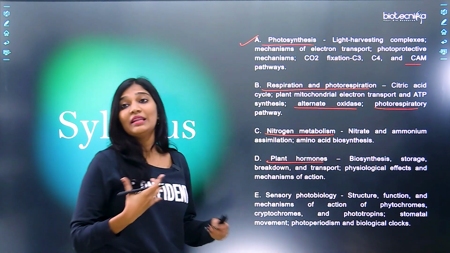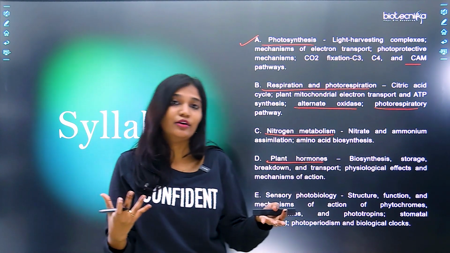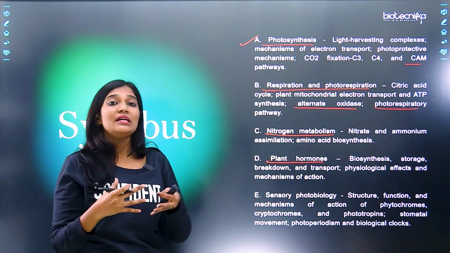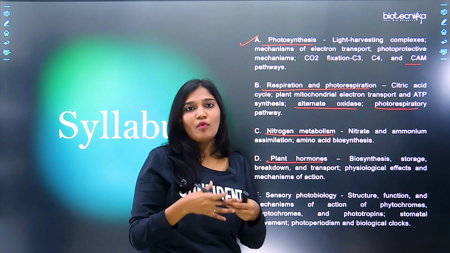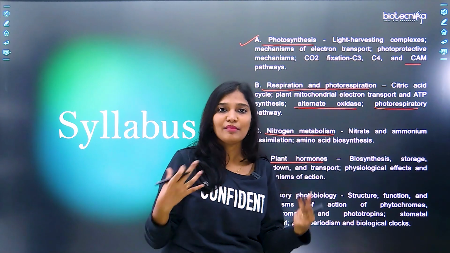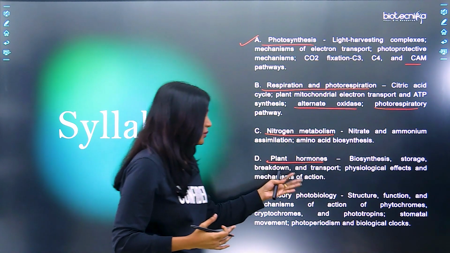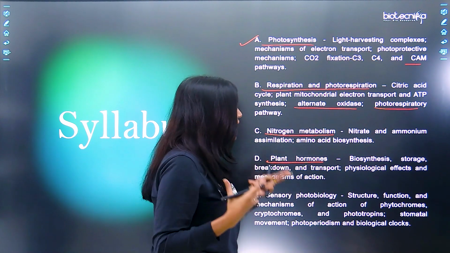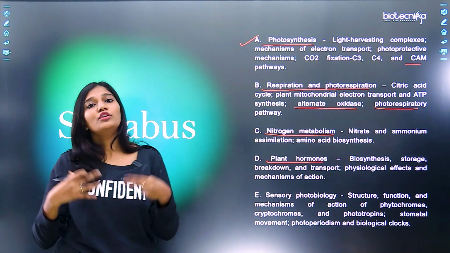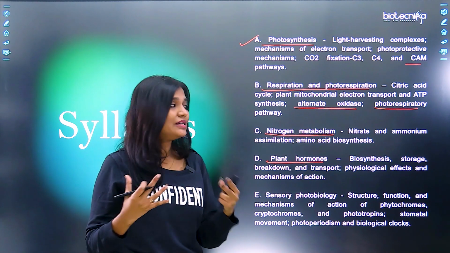Next one is plant hormones. How does a plant actually grow? What are the hormones that make them enlarge the stem, or form roots or stems? So what are those plant hormones going to be? We are going to talk in detail about it, and how they are helpful for the growth of the plant.